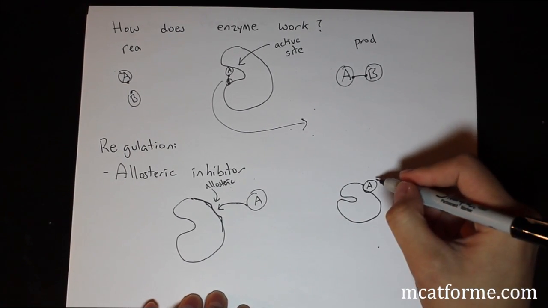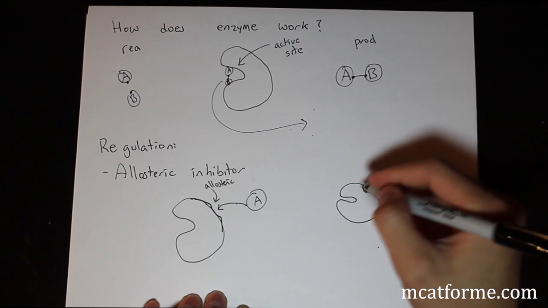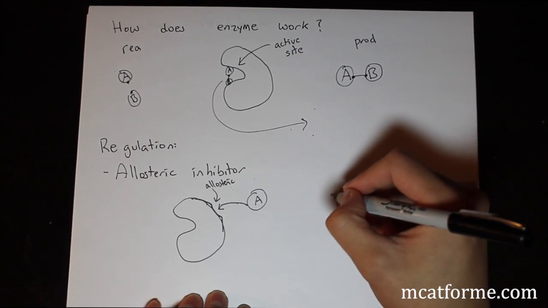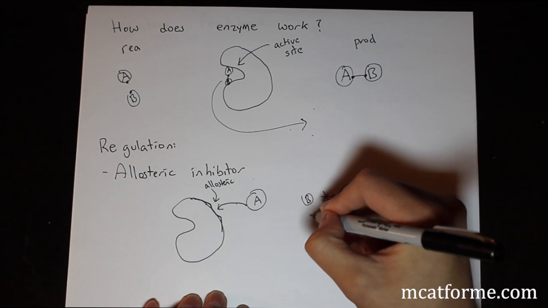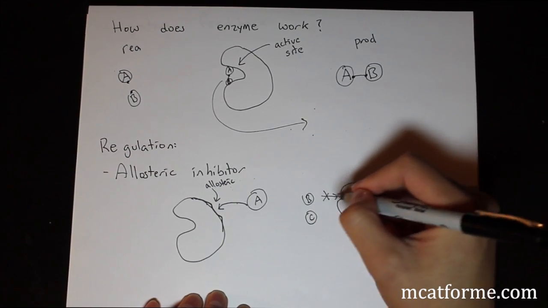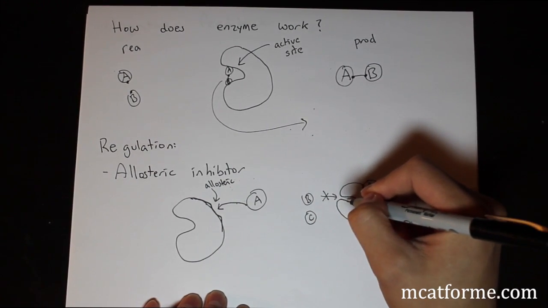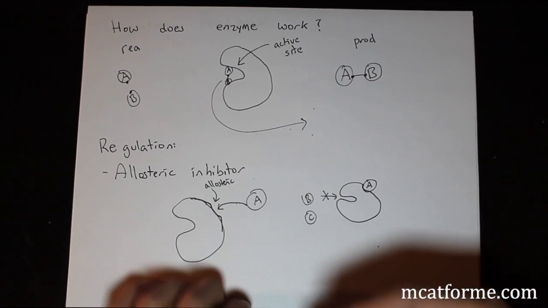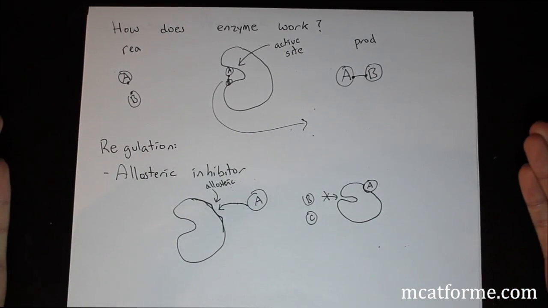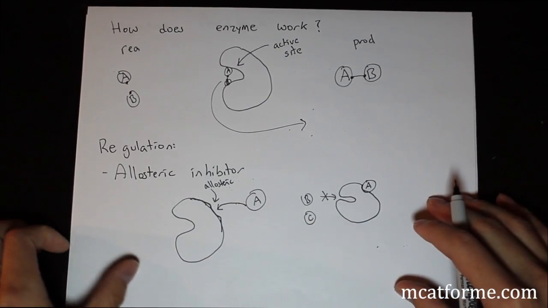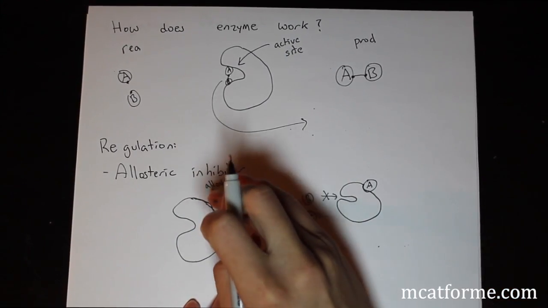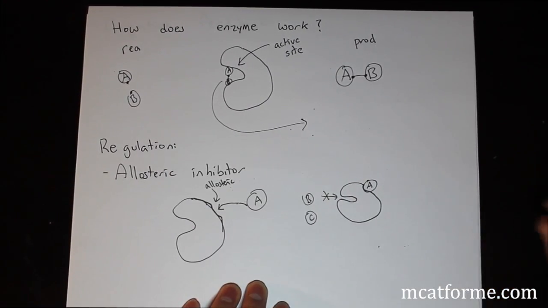So when A is bound, it had some type of conformational change so that now all these reactants can't get in, right? All our B's, our C's, whatever had to bond in here, they can't get into this point. So now no bonds can be made. The enzyme is inhibited. Okay. So pretty much that's how it works. It's just that we need to know that allosteric is different from the active site.